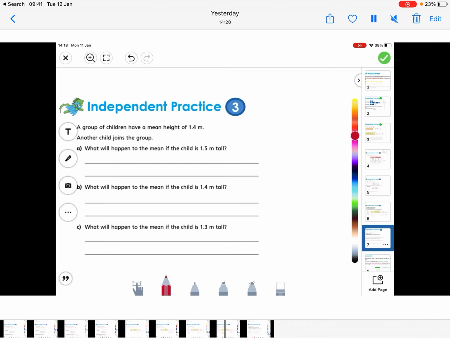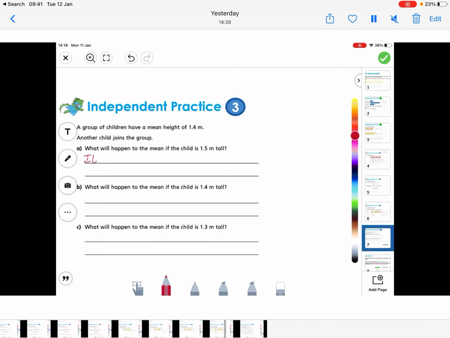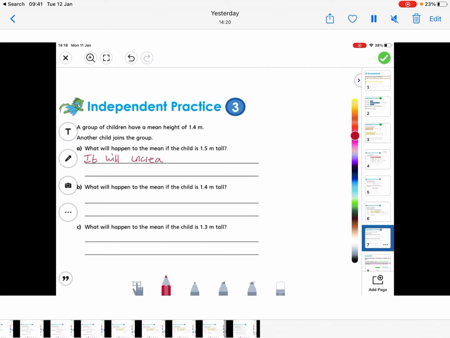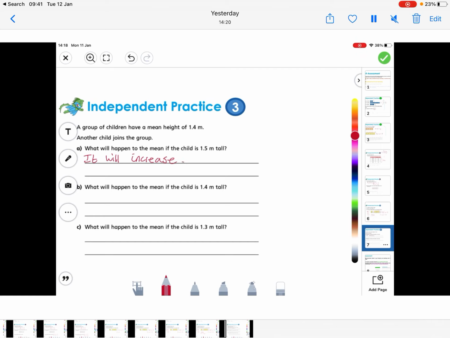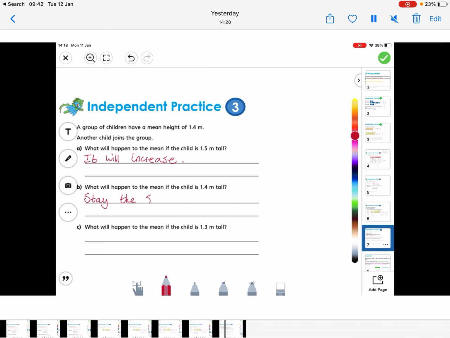And finally, a group of children have a mean height of 1.4 meters. Another child joins the group. What will happen to the mean if the child is 1.5 meters tall? Well, the mean of the group will increase. What will happen to the mean if the child is 1.4 meters tall? The mean will stay the same.